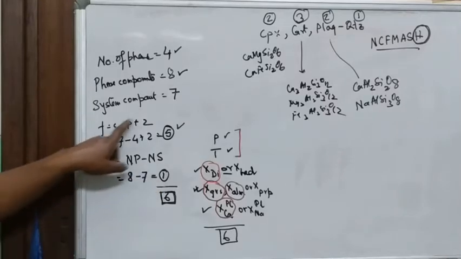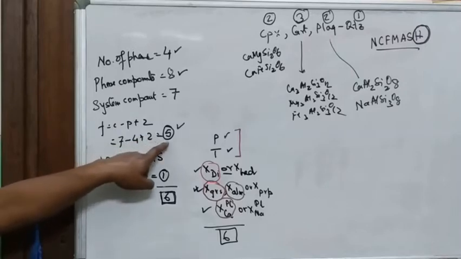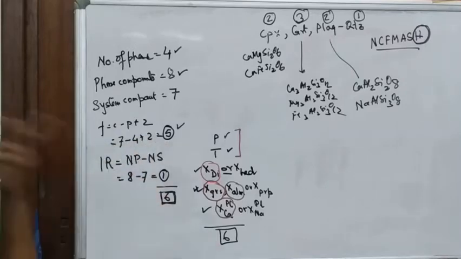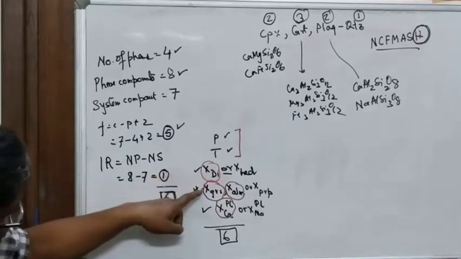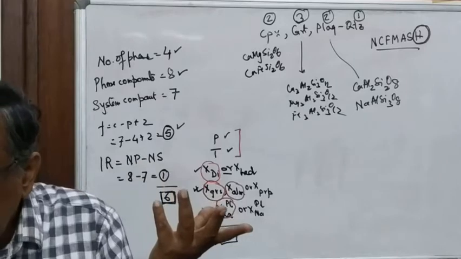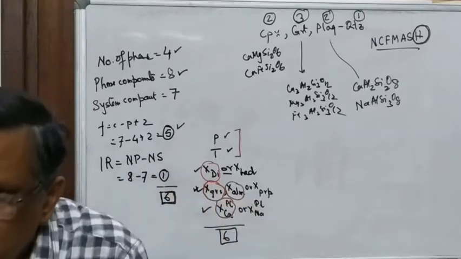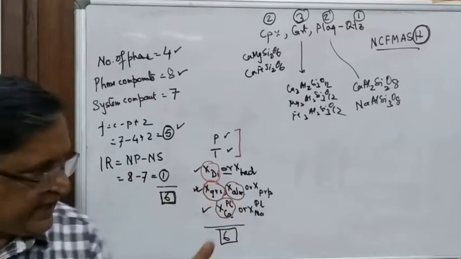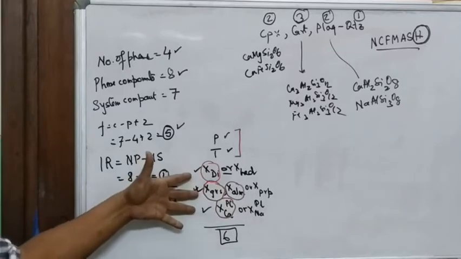The Gibbs phase rule says you give me 5 inputs. Where are my 5 inputs? There are no 5 inputs. There's 1, 2, 3, 4. 4 inputs. Where is 5? There's no 5. I can only give you 4 inputs.